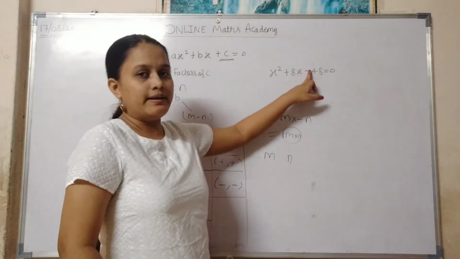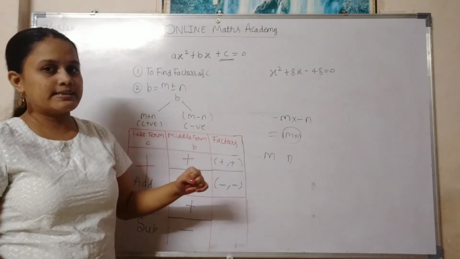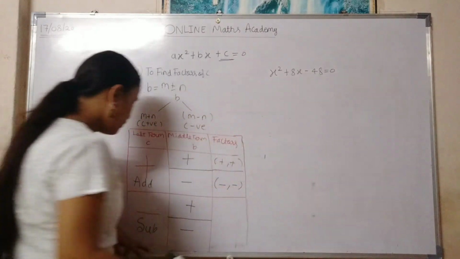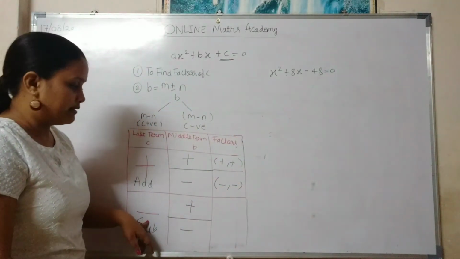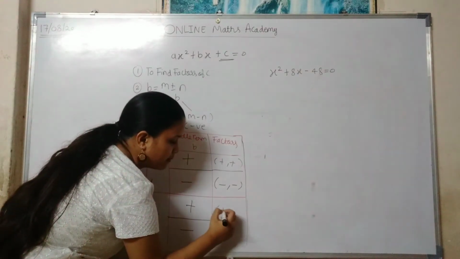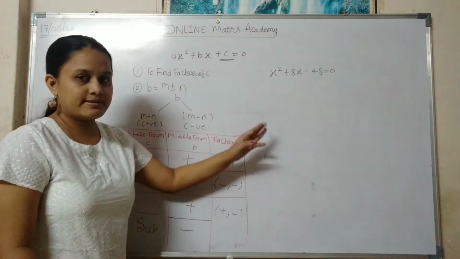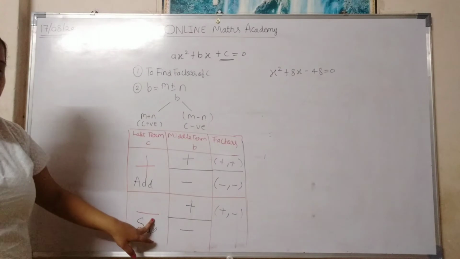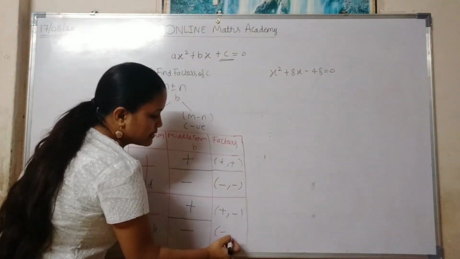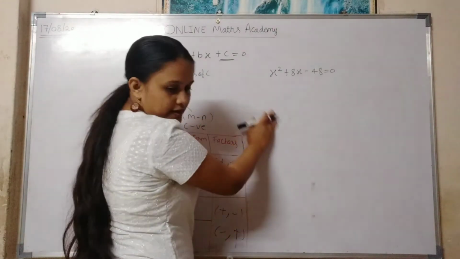When last term is minus, only one factor will be minus. Now how to decide which factor will be minus? For that, when last term is minus and middle term is plus, your bigger factor will be plus and smaller factor will be minus. Reason behind this we'll see further. When last term is minus, middle term is minus, your bigger factor will be minus and smaller factor will be plus.